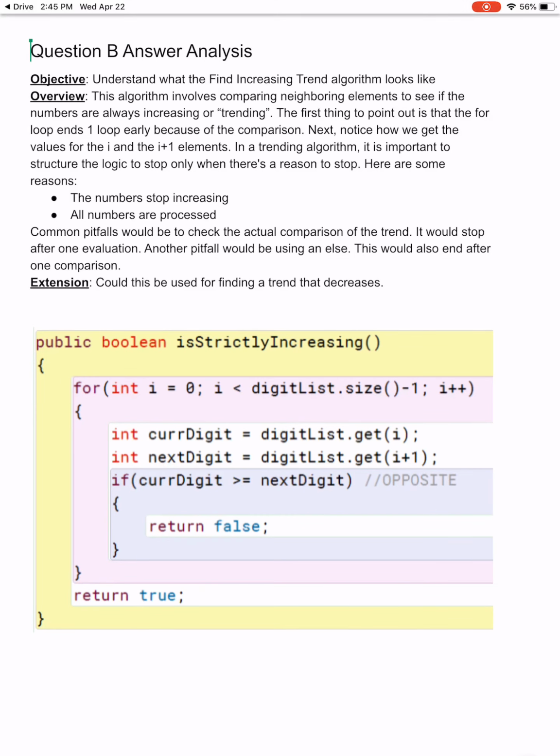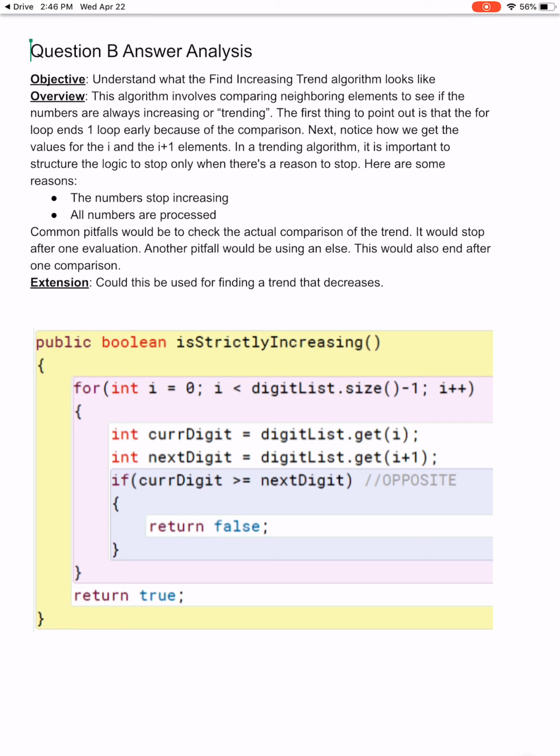All right, so this is the final section for the FRQ for DigitList. Okay, so this is question B. Just to recap, this question was wanting us to be able to look at a list and see if each digit is increasing one by one by one. So we're going to use a comparison. We're going to use a for loop. All of those things are going to be included to make this algorithm work.